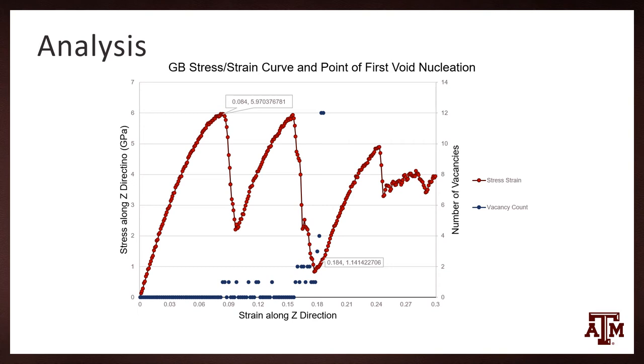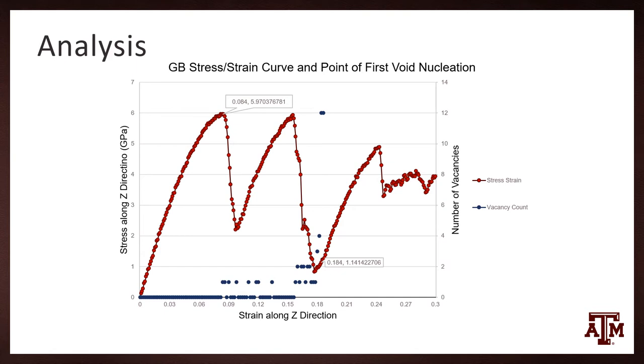This graph shows the stress-strain relationship along the z-direction. Because each time step applies a uniform increase in strain, the x-axis also represents linearly increasing time. The overlaid blue scatter plot and the secondary axis on the right represent the number of vacancies at each time step to show the effect of vacancies and voids on stress.